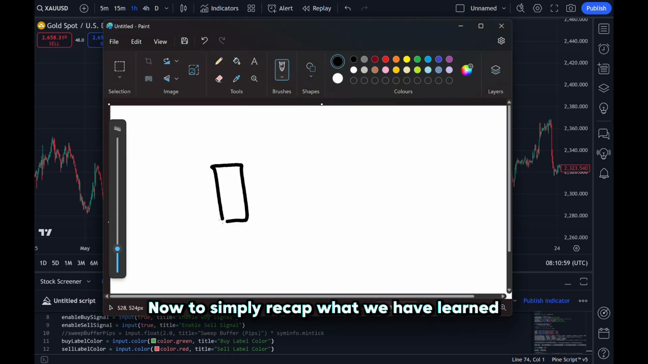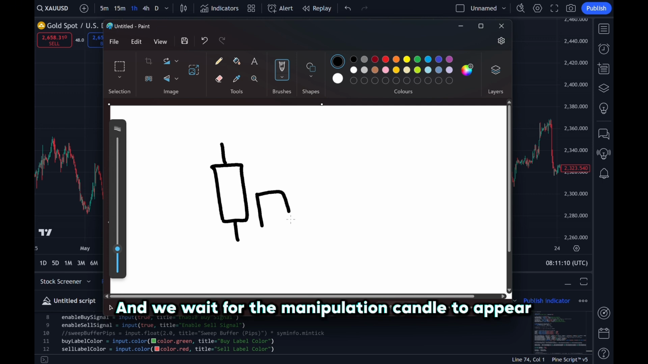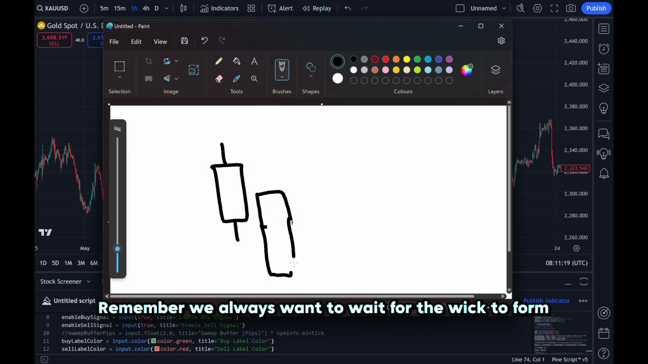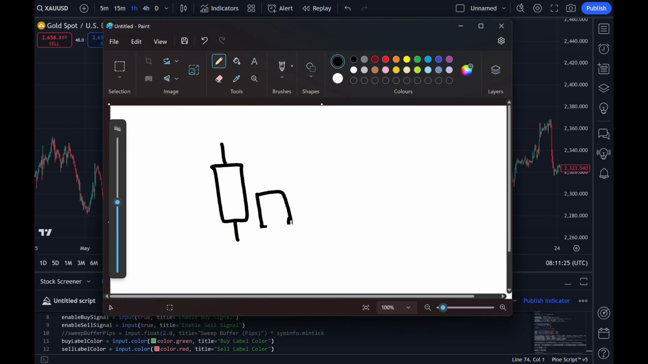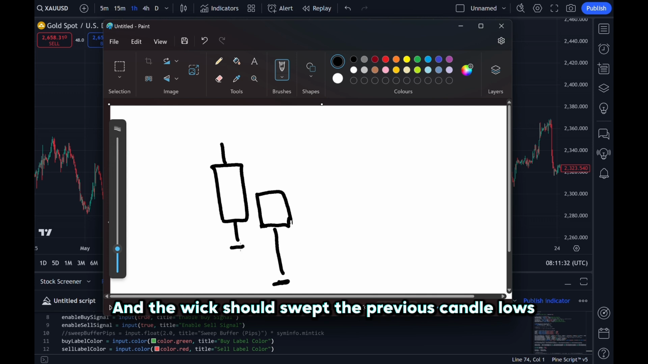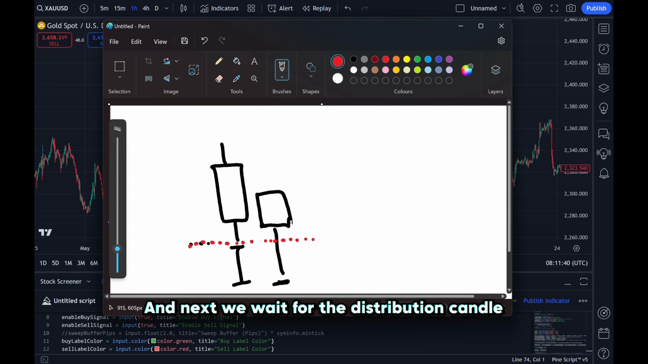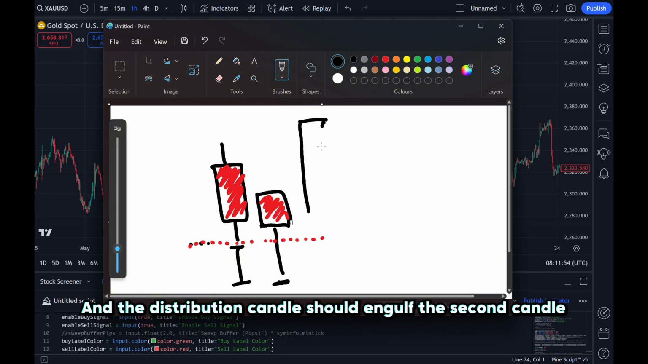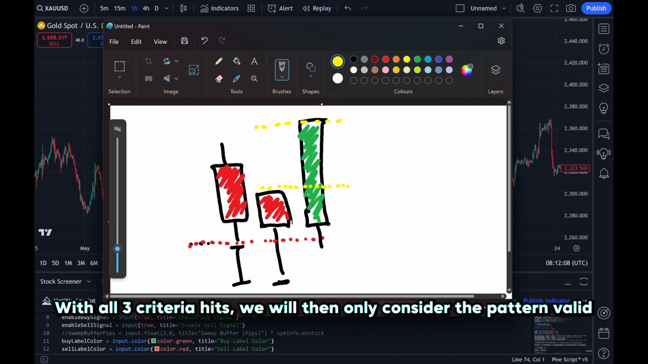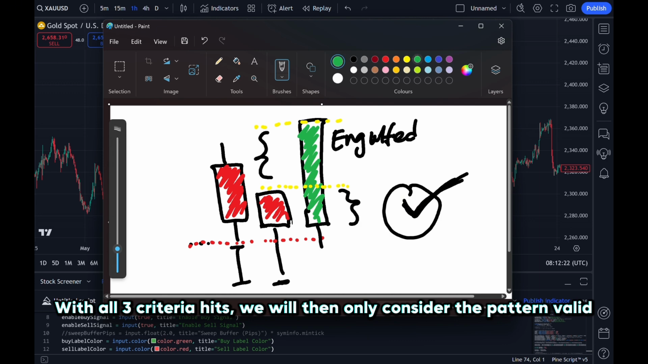Now to simply recap what we have learned, first we spot the accumulation candle, and we wait for the manipulation candle to appear. Remember, we always want to wait for the wick to form, and the wick should sweep the previous candle lows. And next we wait for the distribution candle, and the distribution candle should engulf the second candle. With all 3 criteria hit, we will then only consider the pattern valid.